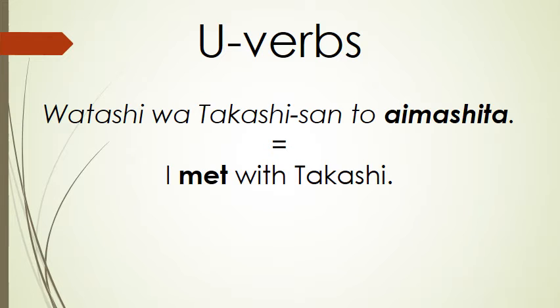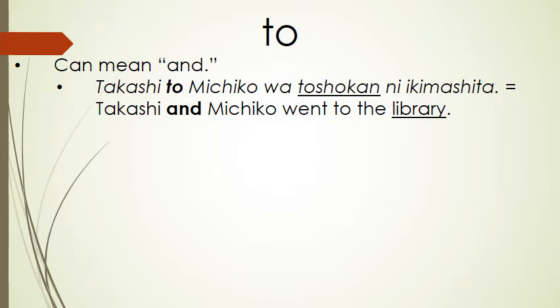So, if I said, Watashi wa Takashi-san to aimashita, that would mean I met with Takashi. And you may notice I just introduced a new particle there, to. To is a particle that we use to link two or more nouns. It can mean and it can be used in that way. So for example, if you put to between two nouns, it can serve a similar role to and. If I were to say, Takashi to Michiko wa toshokan ni ikimashita, that would mean Takashi and Michiko went to the library. And notice, again, toshokan means library in this case, another new vocabulary word.